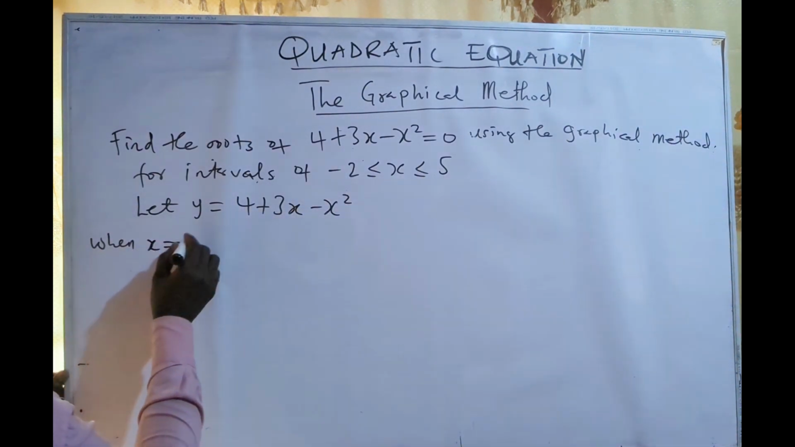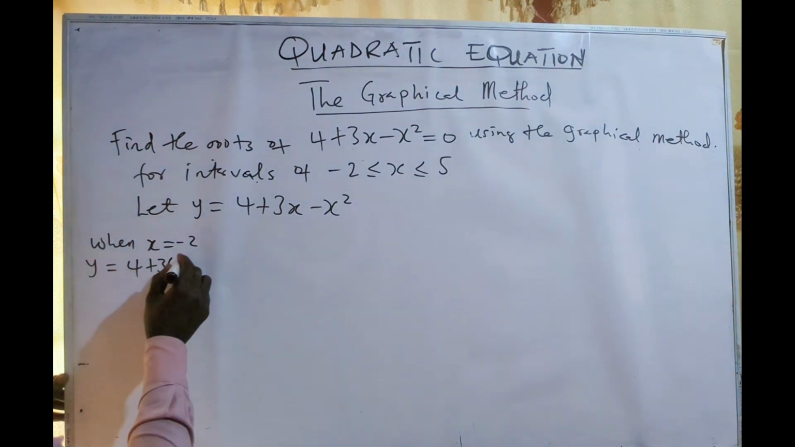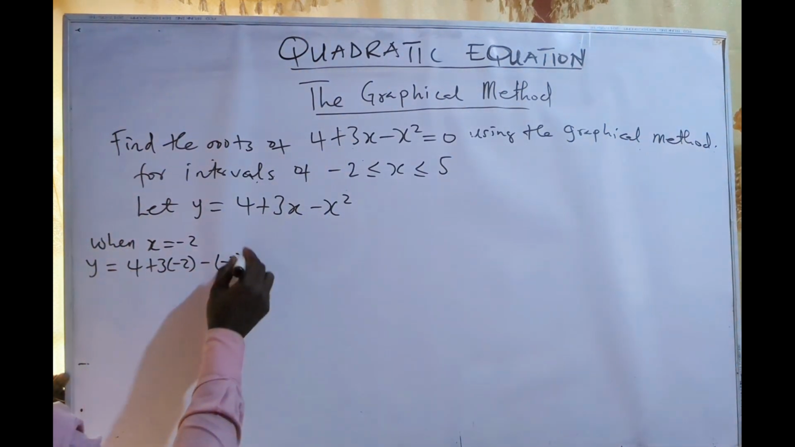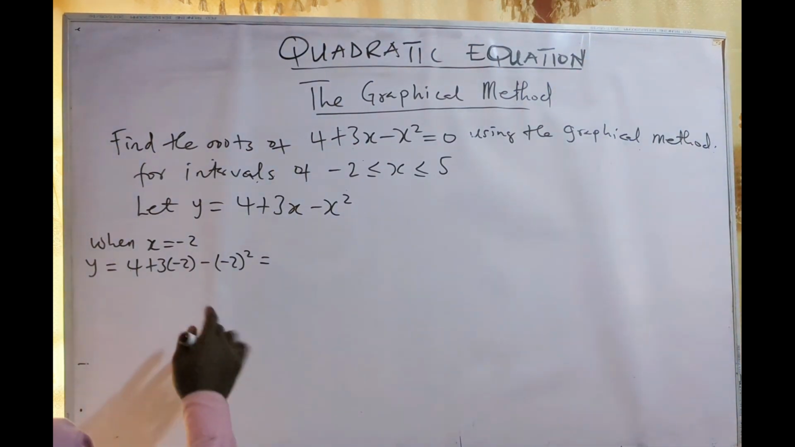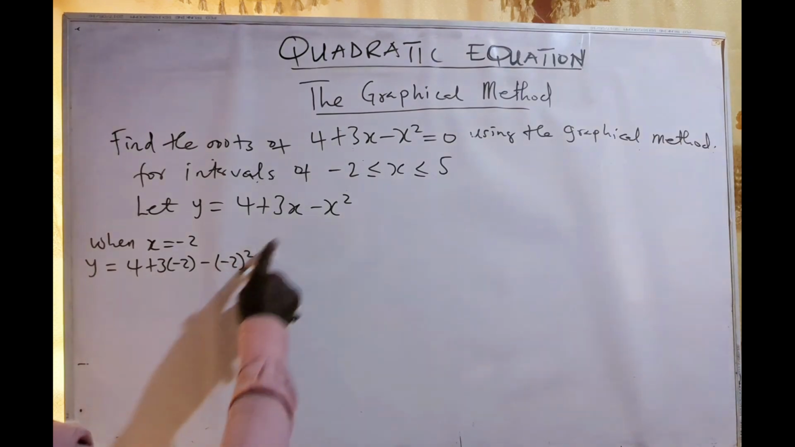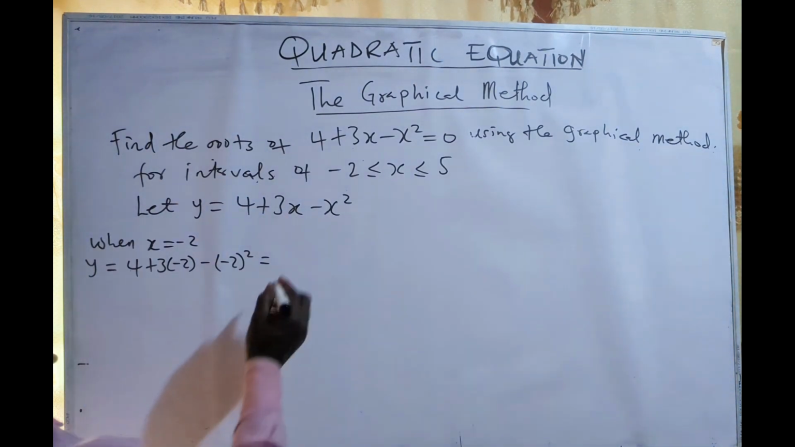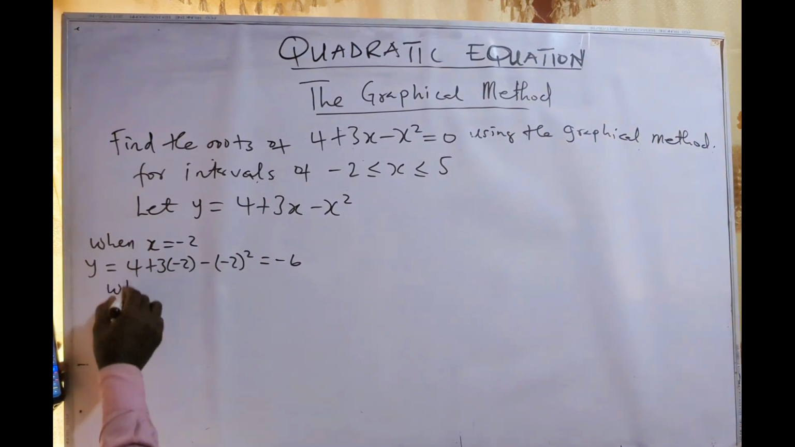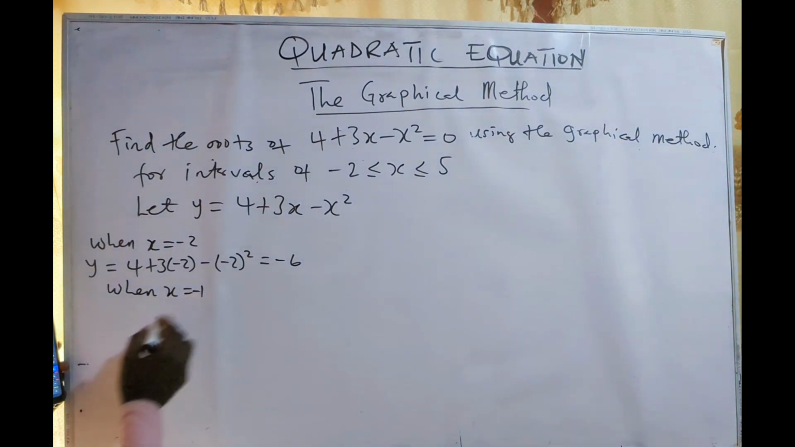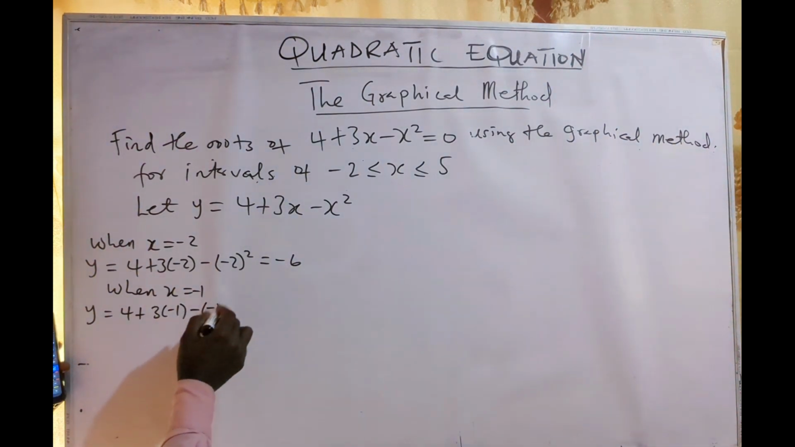So when x is -2, what is our y? y is 4 plus 3 times -2 minus -2 squared. So you see how I've written it. 4 plus 3 times -2 minus -2 squared, and that will give us -6. Okay, so when x is -1, y will be equal to 4 plus 3 times -1 minus -1 squared.